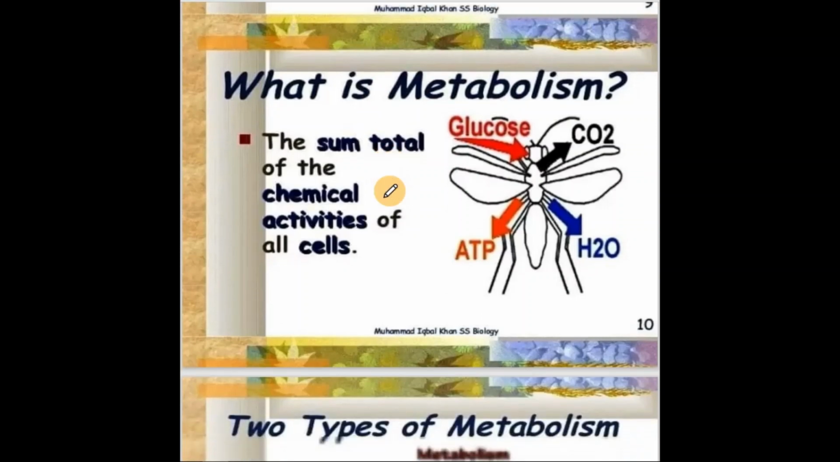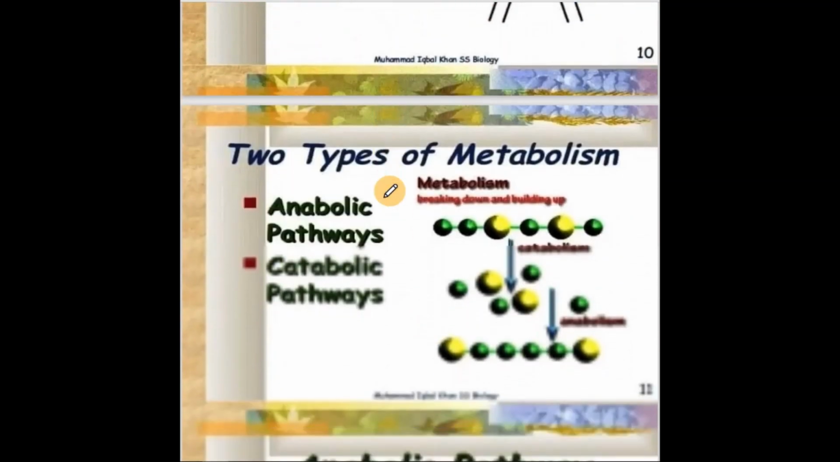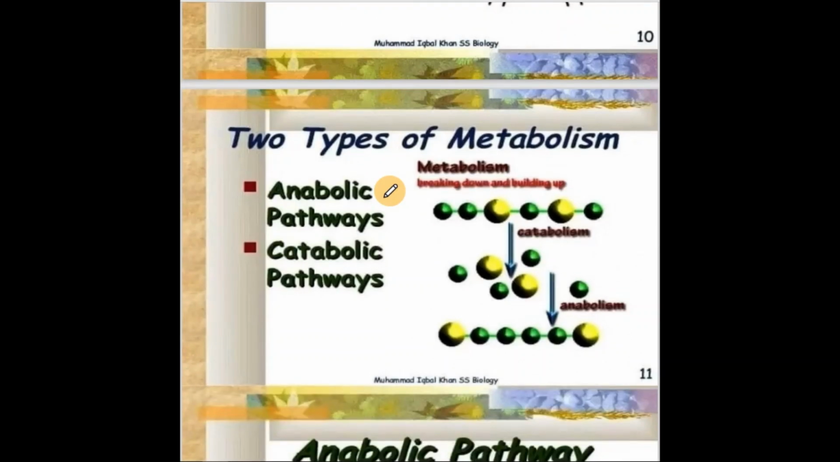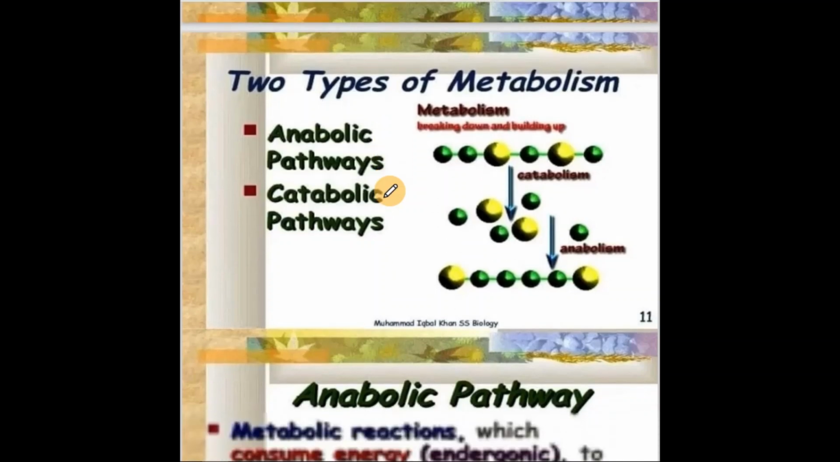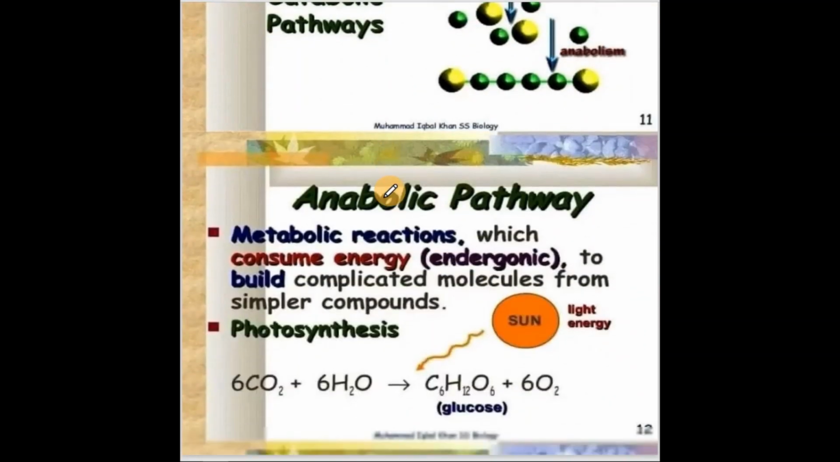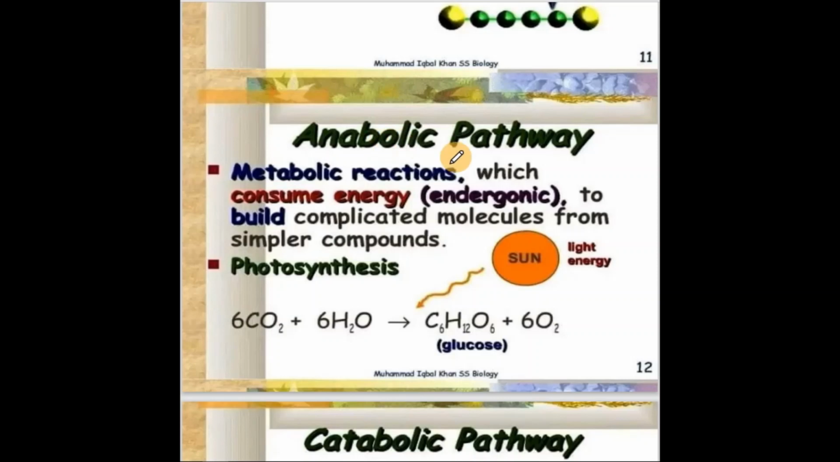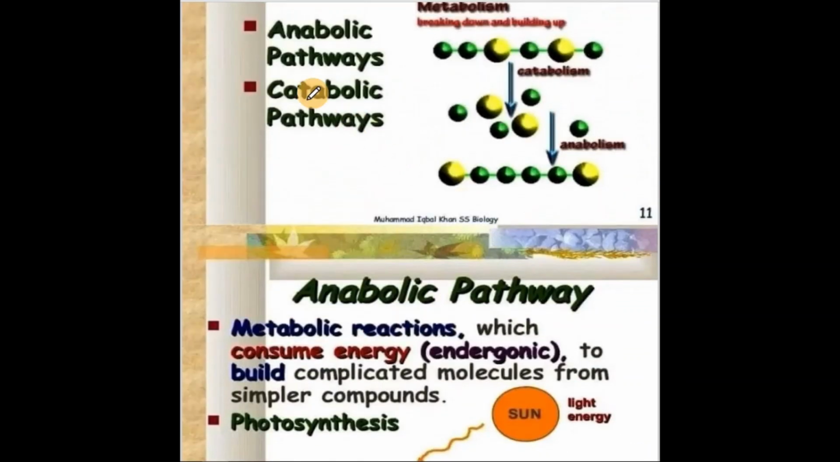We have two types of that. We have the one that breaks down a complex molecule into smaller ones, which we call catabolism, and the one that synthesizes a large molecule from smaller ones, which we call anabolism. So two pathways of metabolism are possible in a living system. You can have an anabolic pathway and also a catabolic pathway. The first one is the anabolic pathway, and the second one is the catabolic pathway.